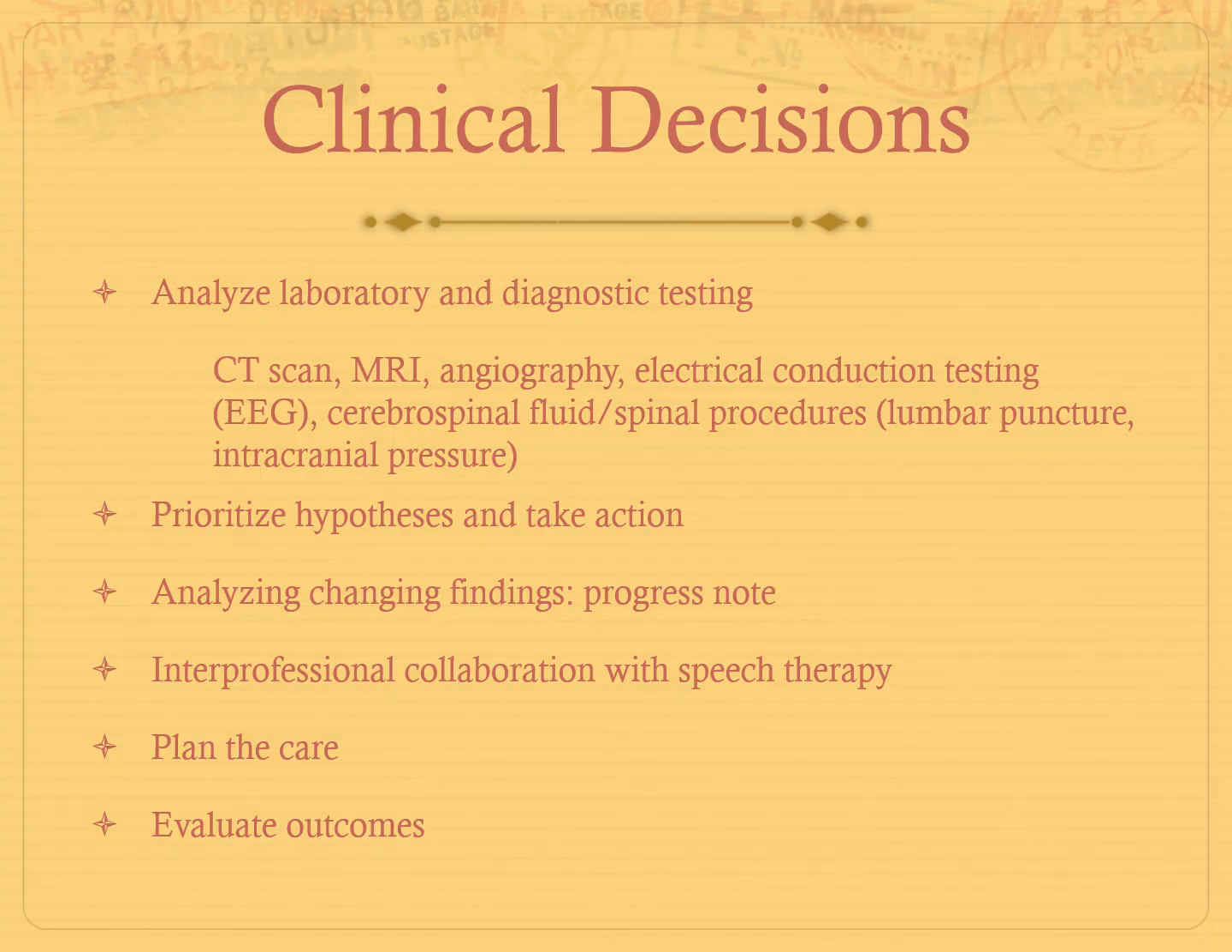So now that we've completed our neurologic assessment, the next step is using those findings again to make sound clinical decisions. While diagnostic testing can help confirm a diagnosis, our assessment is often what first identifies something wrong with the neurologic system. So when we're identifying abnormal neurologic findings, we're asking ourselves, is this an expected finding or does this require immediate action?